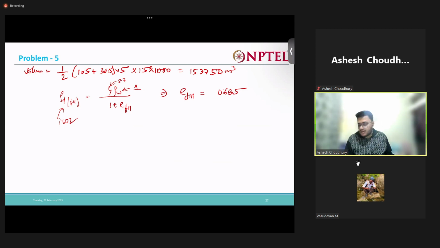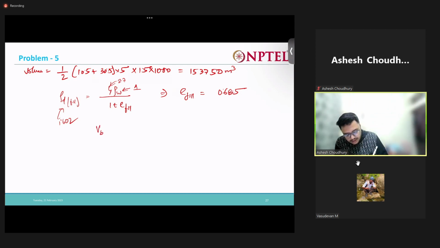Now if you remember from the first lecture, first week, the borrow pit problems, I had told you that the volume of solids always remains constant, both in the borrow pit and in the soil where we have brought the solid. That amount of solids you are bringing from here to here, so the volume of solids will also always be constant.